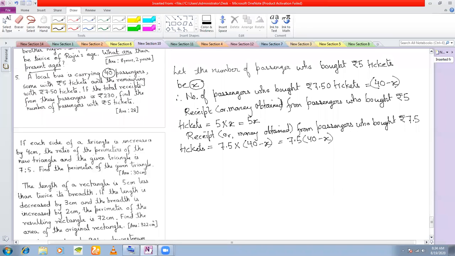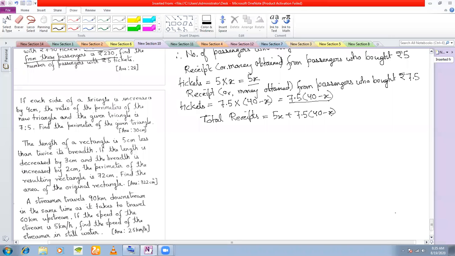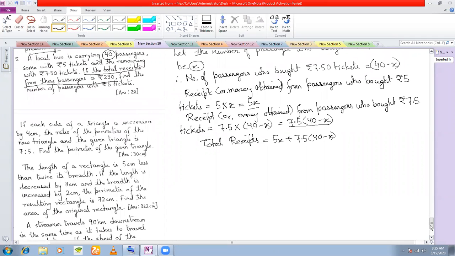And what is given? The total receipts, that means total collection from the passengers, is 230. So what is the total collection? Total money obtained is 5x plus 7.5 into 40 minus x. This is the total collection, and it is given to be 230 rupees. So according to the problem, 5x plus 7.5 into 40 minus x is equal to 230. Now you can solve this equation. Any question?